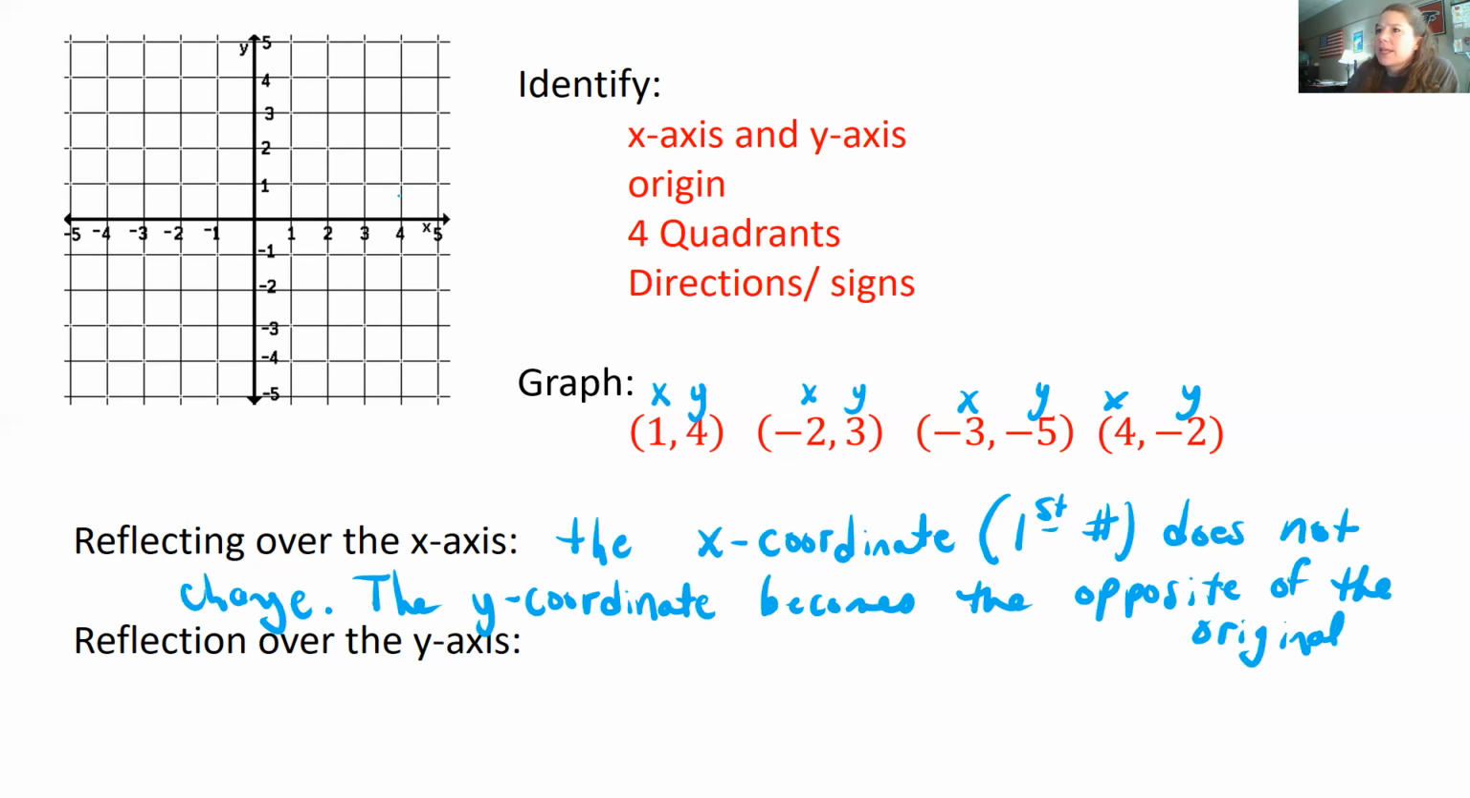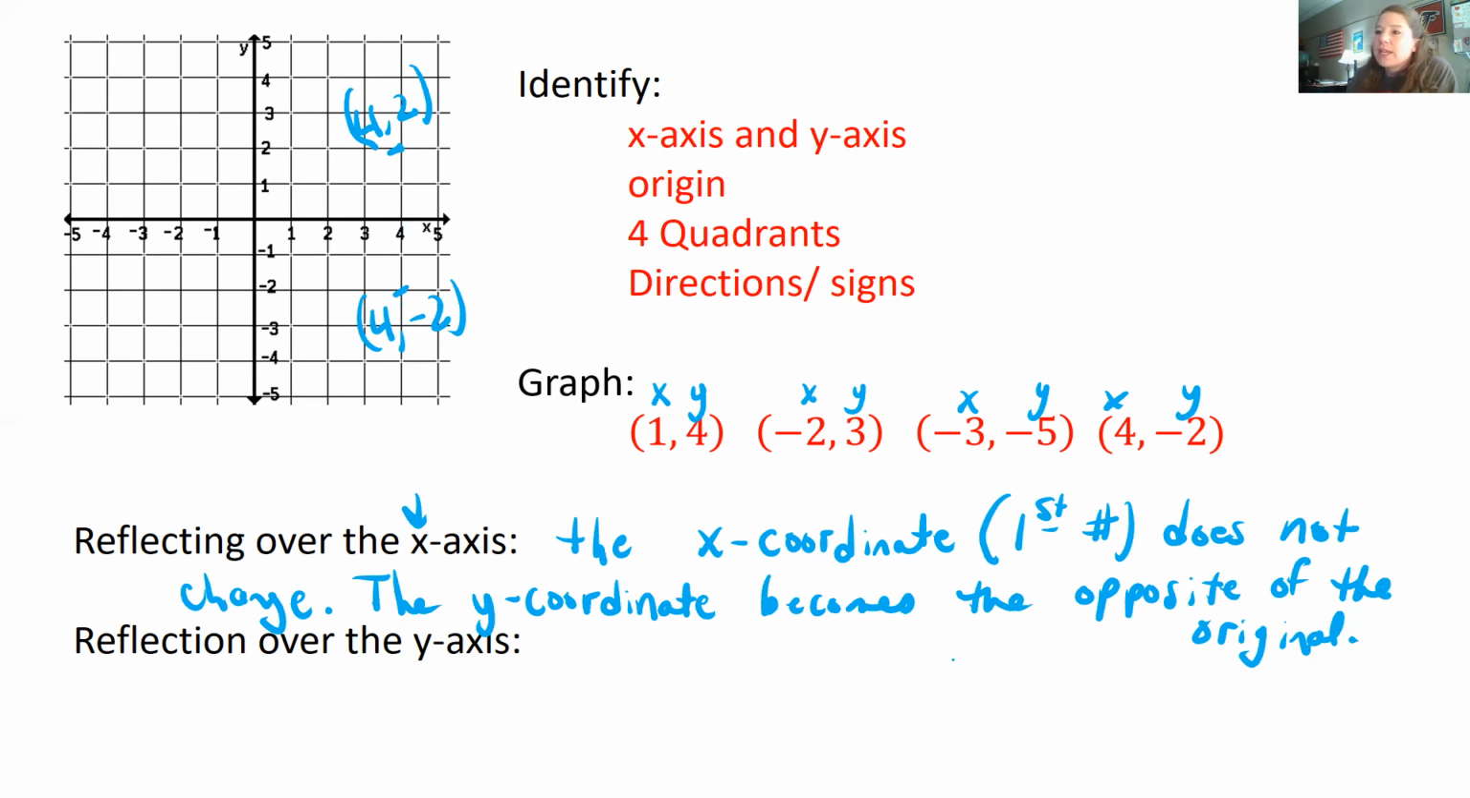All right, so let's talk about that again. If W is at 4, 2, and I reflect it over the x-axis, that means we're still going right on the x-axis, and now we're going down 2. So now our new coordinate is 4, -2. It was a +2, now it's a -2. That's what this means. The y coordinate becomes the opposite sign of the original, okay?